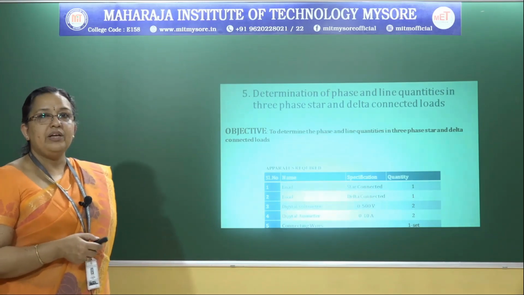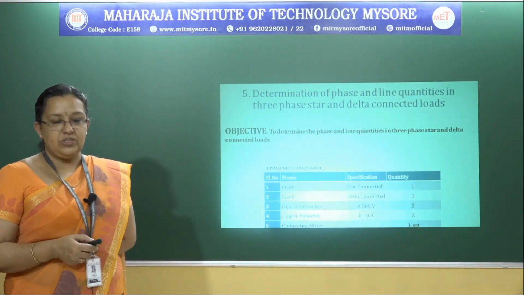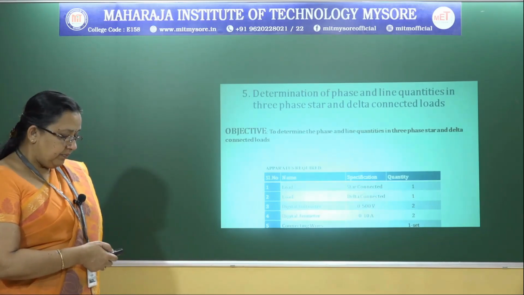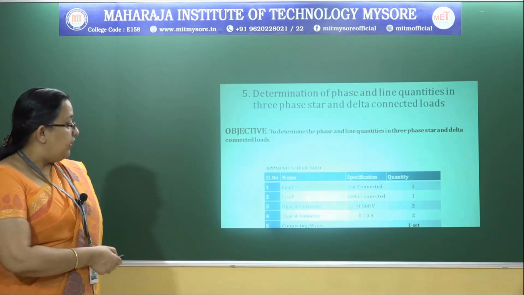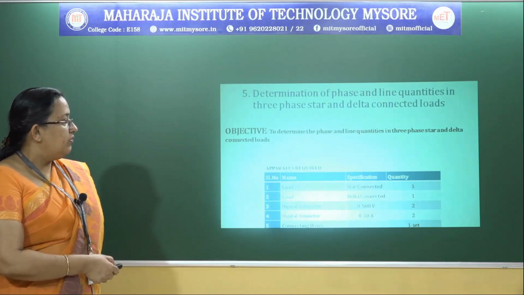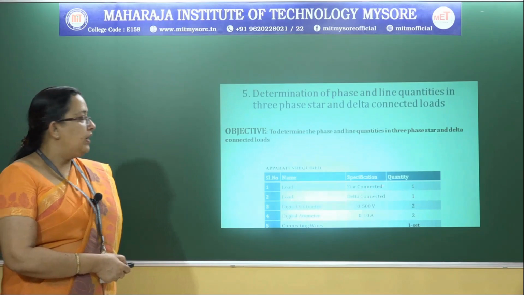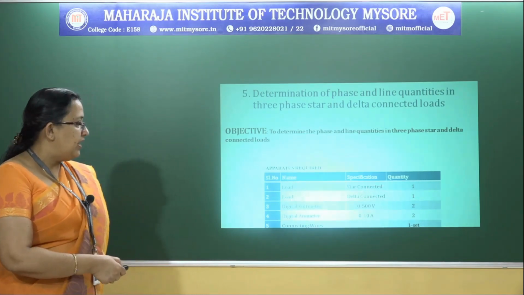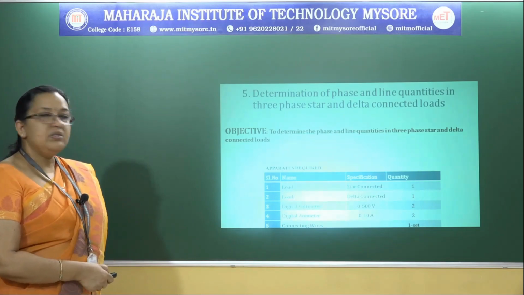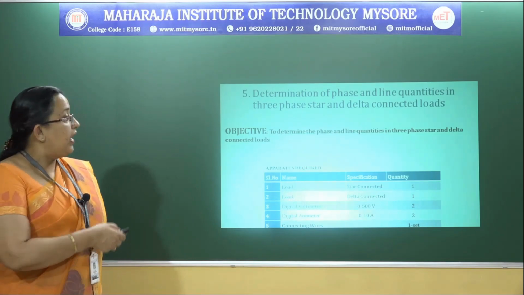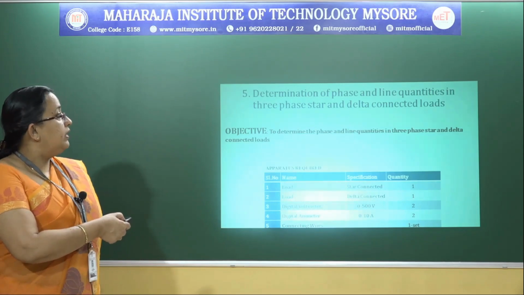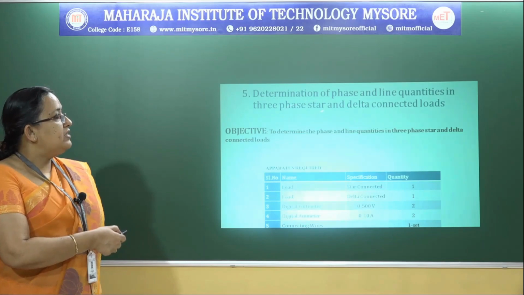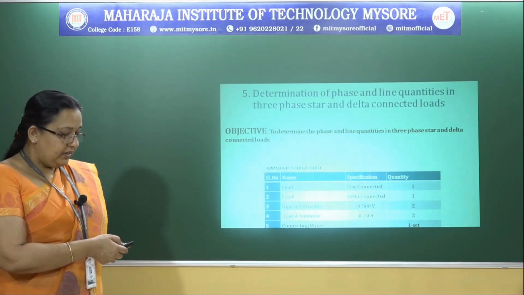Now we will see what phase voltage and line voltage actually are. In this case we require two types of loads: a star connected load and a delta connected load. I'll come to that in the next slides. Then we need voltmeters, ammeters and wires. Our aim is to determine the phase and line values of three-phase star connected and delta connected systems.